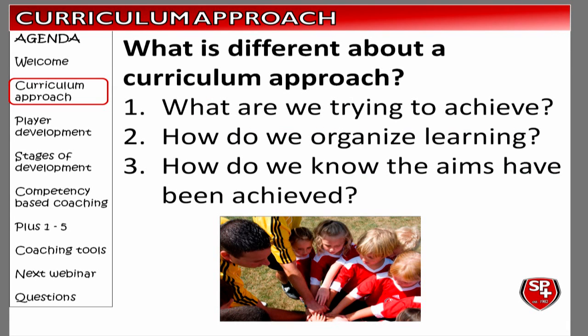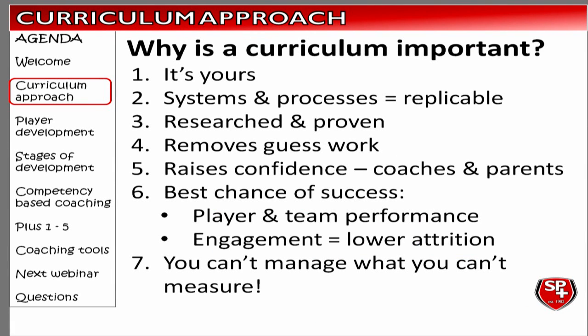There are 3 key questions that we've used to design our curriculum. The first, what are we trying to achieve? Second, how do we organize learning? Third, how do we know the aims have been achieved? Each curriculum is written in consultation with the youth organization. It reflects the long-term aims, objectives, and outcomes over the next 3 to 5 years and beyond. It is not necessarily a reflection of your program today. It provides the blueprint to success and includes systems and processes that are replicable.